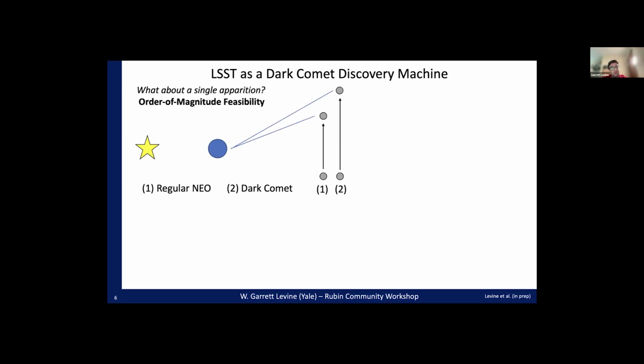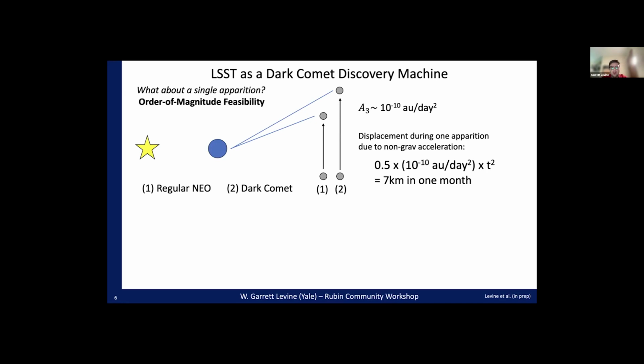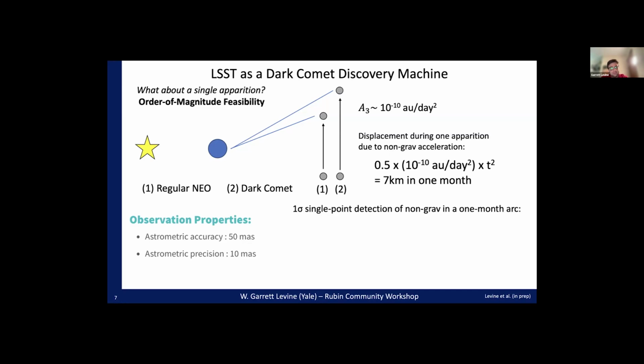The only difference between them, of course, is that the dark comet accelerates, and that causes some displacement. Now, with an acceleration of about 10 to the minus 10 AU per day squared, this tells us that over about a month, the apparition that we're assuming, this gives us about a 7-kilometer displacement. Of course, we know that that's a physical displacement, and we need to convert that to an angular displacement, and that's given to us by LSST's accuracy and precision.